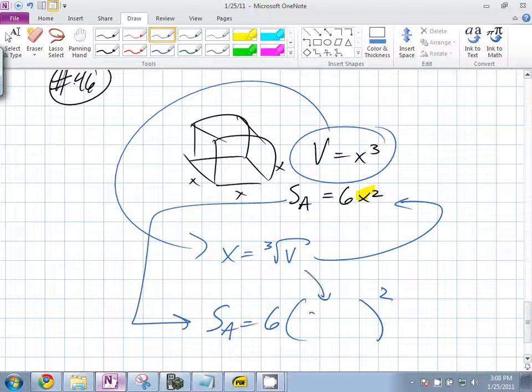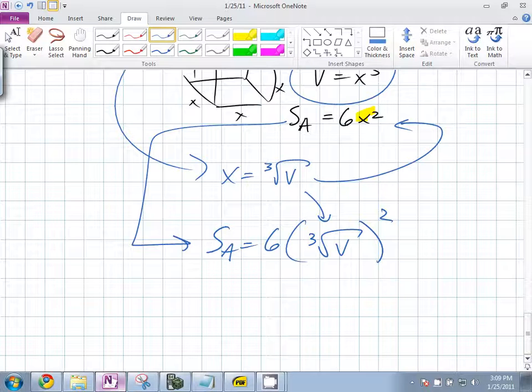That's it. And we'll talk about this. How many of you have dealt with fractional exponents before? Cube root is what power? The 1/3 power. So if you wanted to simplify this, this is v to the 1/3, squared. When you have powers of powers, what do you do? You multiply: 6v to the 2/3. So if you ever wanted the surface area and you just had the volume of a cube, you would multiply 6 times the volume to the 2/3 power.